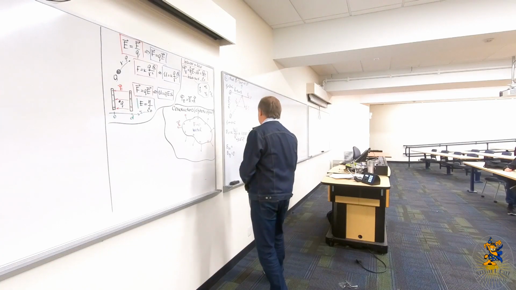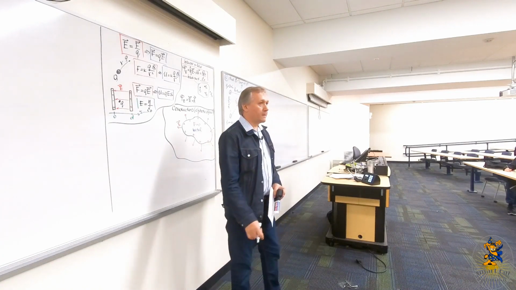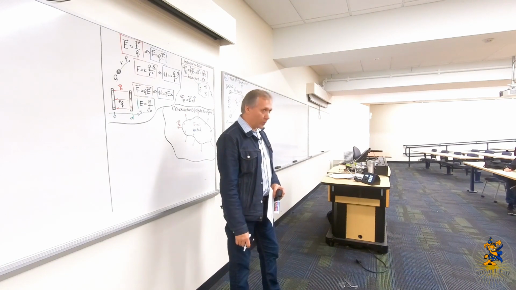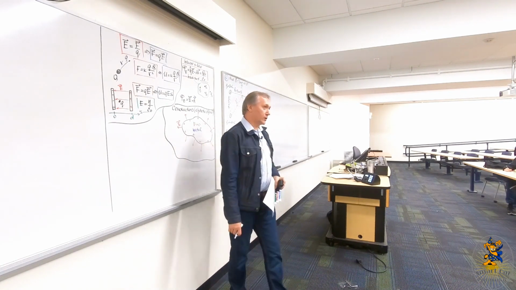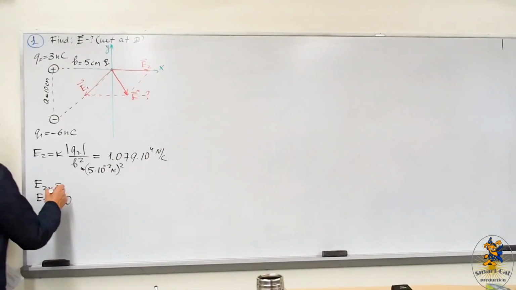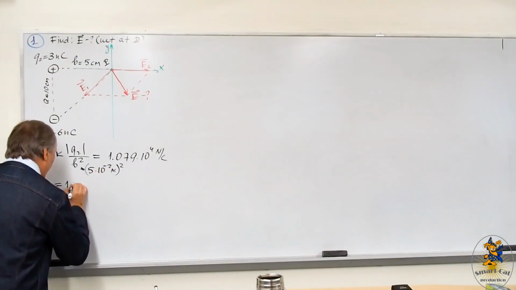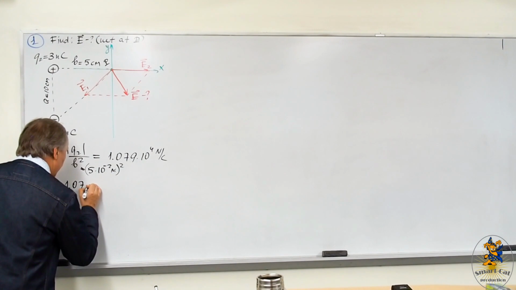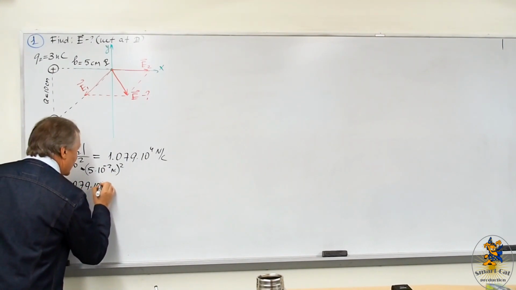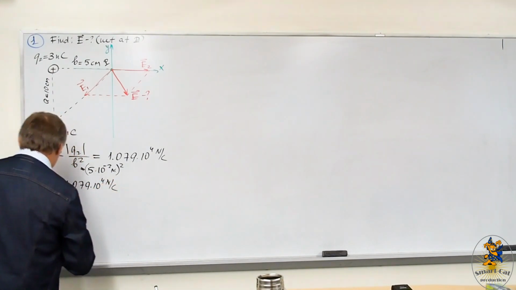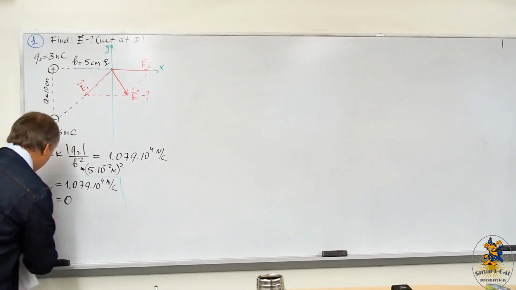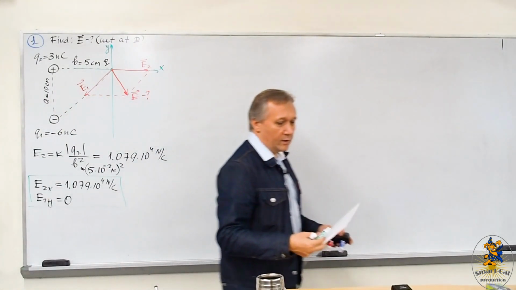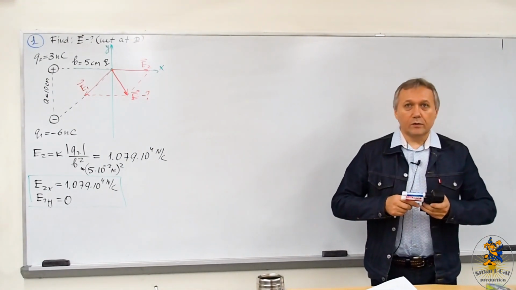And x component, positive or negative? Positive, because the vector and of course component points in the positive x direction. So it will be positive 1.079 times 10 to the power of 4 meters per coulomb. Okay, so let me frame it with green. Preliminary results, not final.